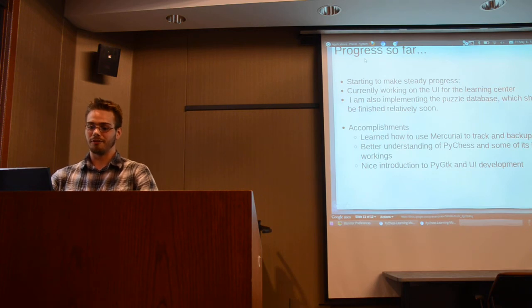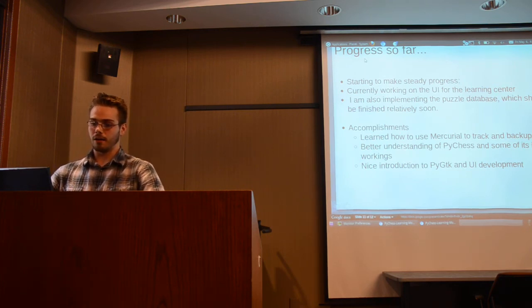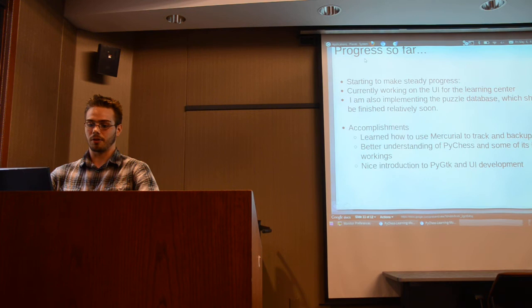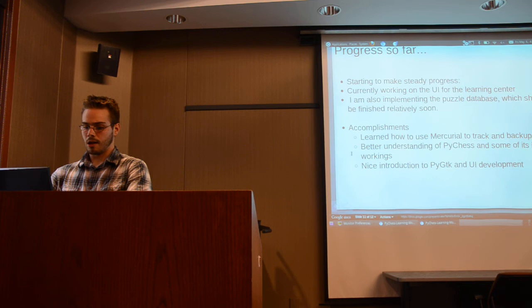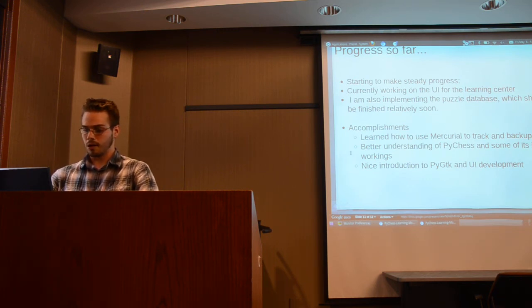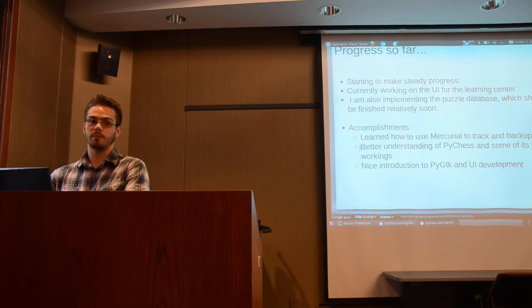Alright, so my progress so far. Over the past couple weeks I've been starting to make steady progress. Currently I'm working on the UI for a learning center, and I'm also implementing the puzzle database, which should be finished relatively soon. Accomplishments: I learned how to use Mercurial, which is basically just like Git. It keeps track of your code and backups. And I also have a better understanding of PyChess and some of its inner workings. And I also had a nice introduction to PyGTK.